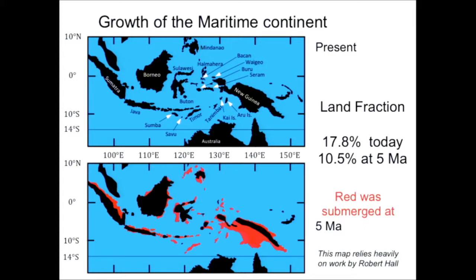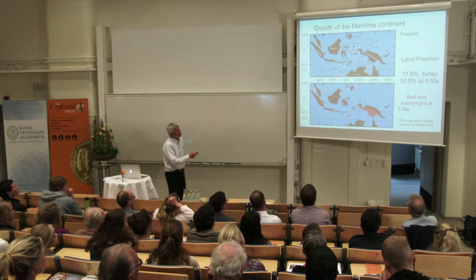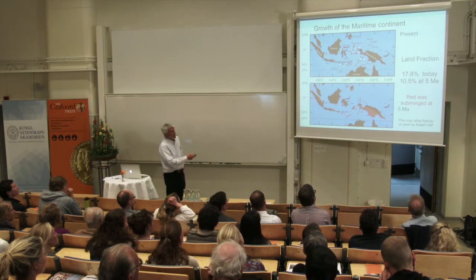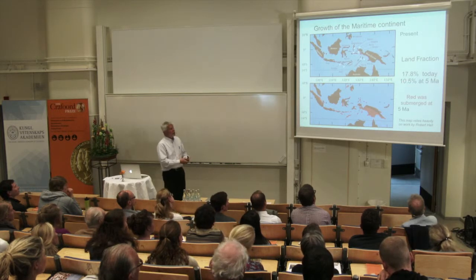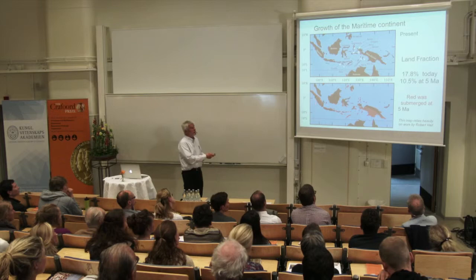And I moved these back to where they lay 5 million years ago. Timor was underwater, Sumba was underwater, a quarter of Java was underwater, a quarter of Sumatra was underwater. So today, in this region, the land fraction is about 18%, but 5 million years ago, it was 10 or 11%. So we've gone from a state with few islands to many islands.